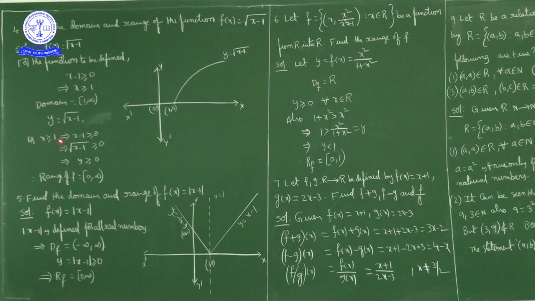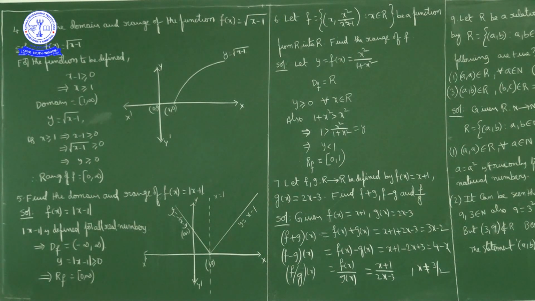As x is greater than or equal to 1, x minus 1 is greater than or equal to 0. So x minus 1 is non-negative. Square root of x minus 1 is also non-negative. So square root of x minus 1 is also greater than or equal to 0, nothing but y greater than or equal to 0. So y greater than or equal to 0 means the range is 0 to infinity.